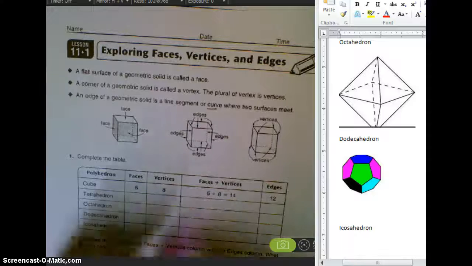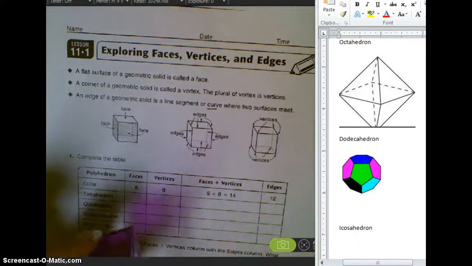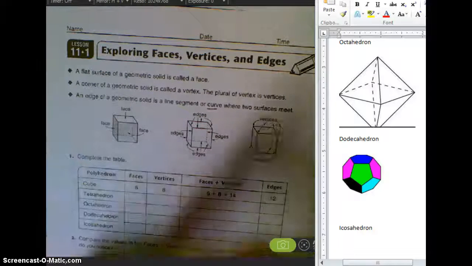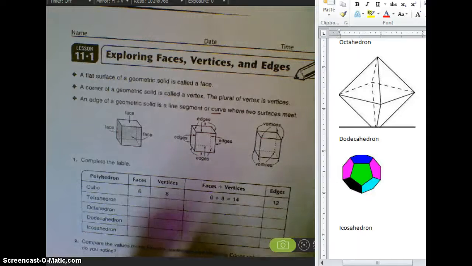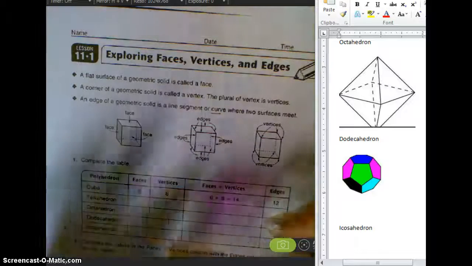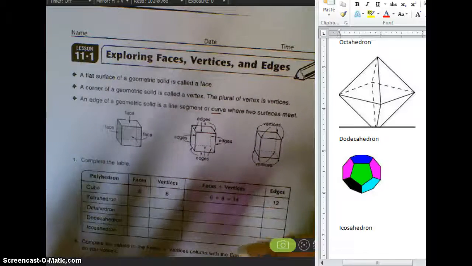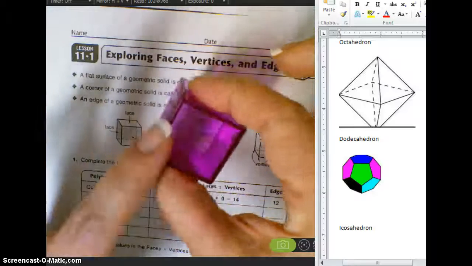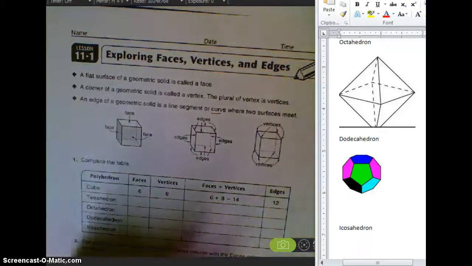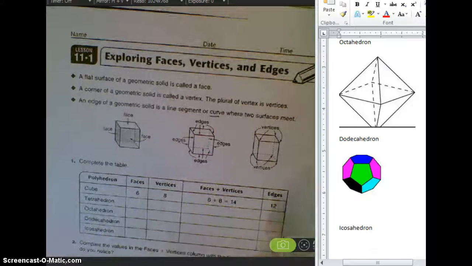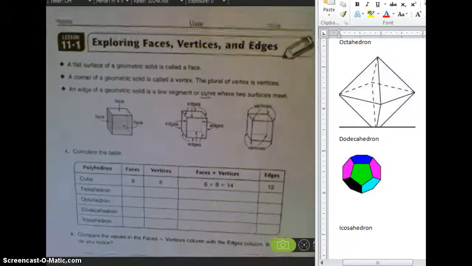Next we need to count the edges. 1, 2, 3, 4. We know we're going to have the same on the other side: 5, 6, 7, 8. So we've got those two. Then 9, 10, 11, and 12. Did I count them all? Yes, 12 edges. The next one is a tetrahedron.